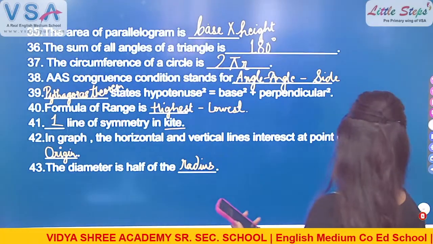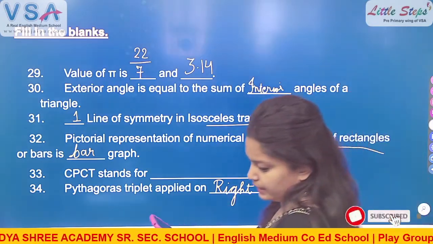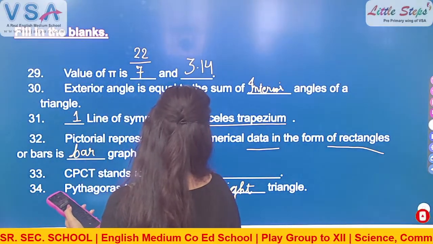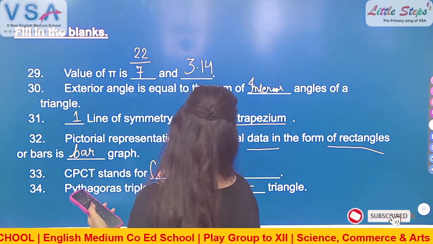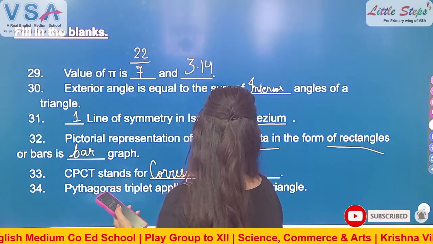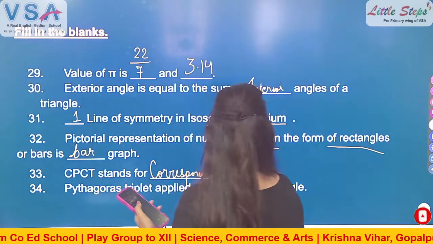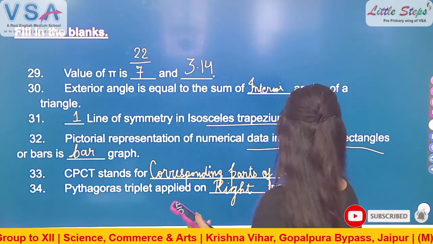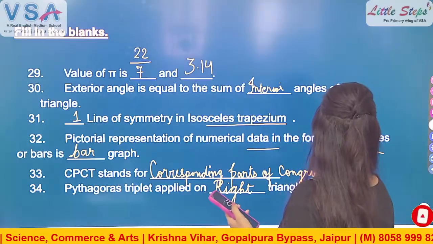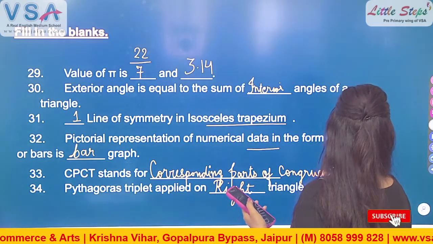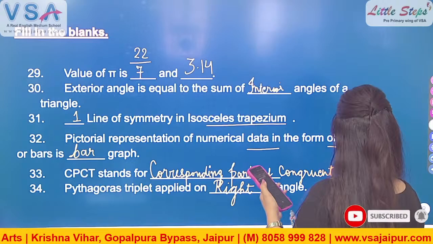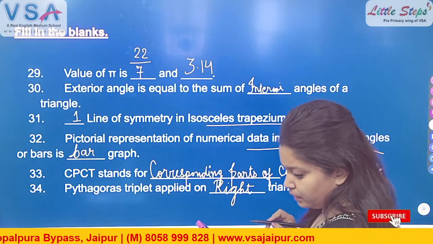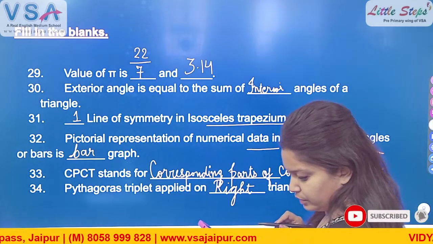Yes, मैंने आपसे एक फिलअप पूछा था, उसका आंसर आ गया है कमेंट बॉक्स में. That is corresponding parts of congruent triangle. CPCT stand for corresponding parts of congruent triangles. Okay, the answer is corresponding part of congruent triangle.